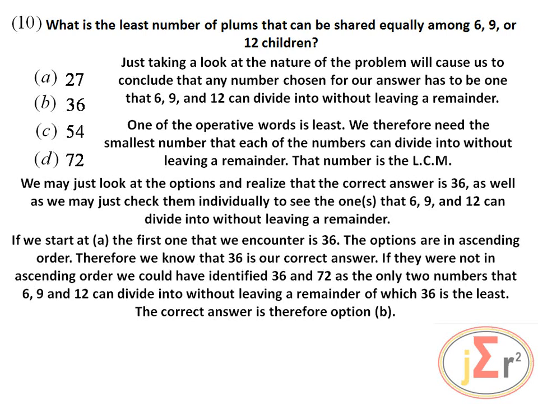If they were not in ascending order, we could have identified 36 and 72 as the only two numbers that 6, 9, and 12 can divide into without leaving a remainder, of which 36 is the least. The correct answer is therefore option B.